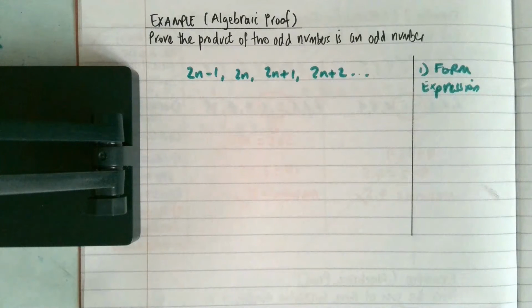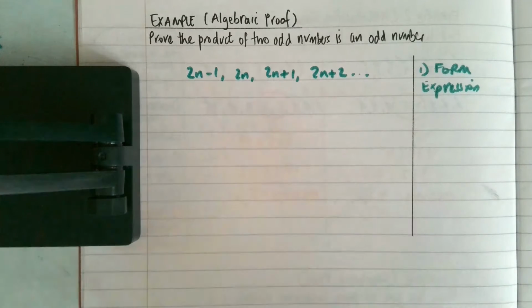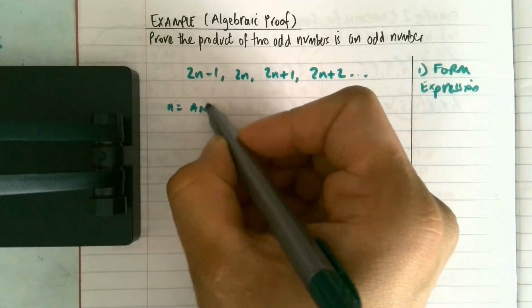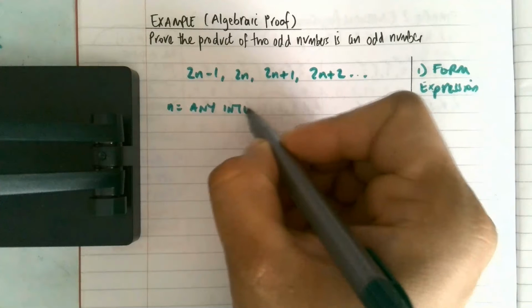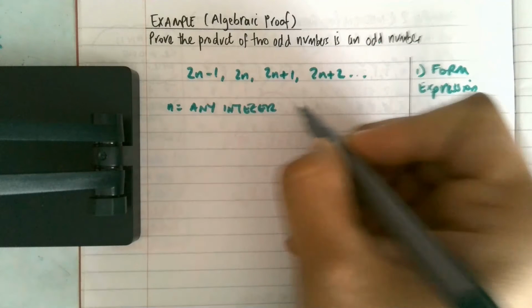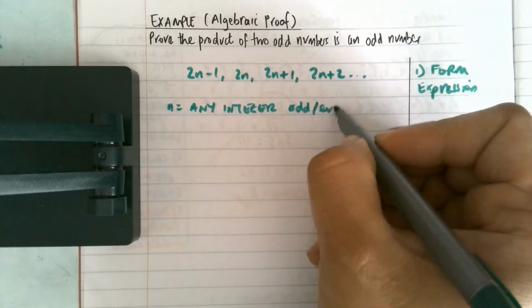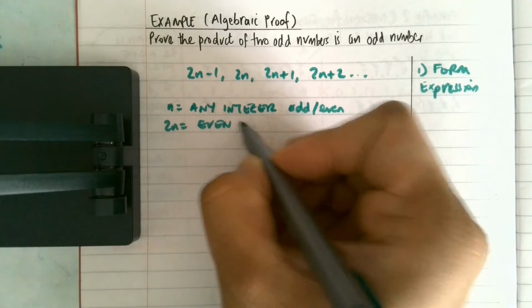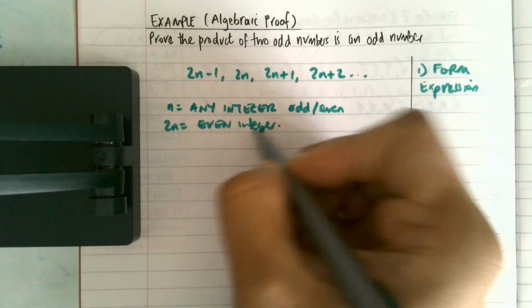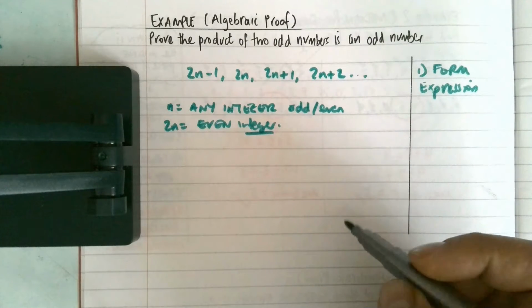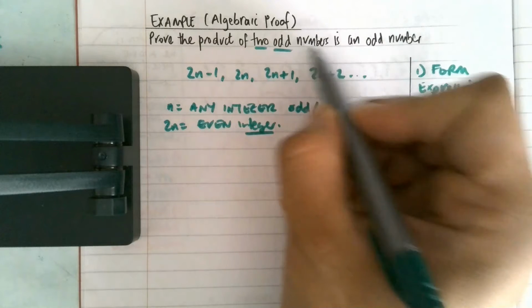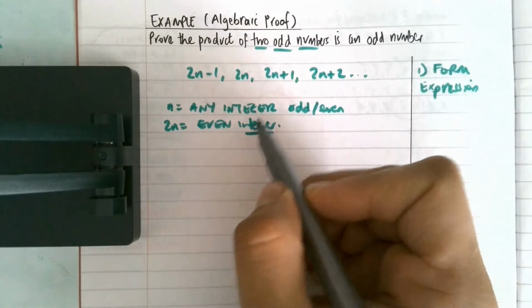Right. It's important to remember that n is any integer. And therefore 2n, multiplying n by 2, will make it even. Right? So n is odd or even, but when we multiply it by 2, it will be an even integer, and we work with that. Therefore 2n is even, 2n plus 1 is odd, 2n plus 2 is even.